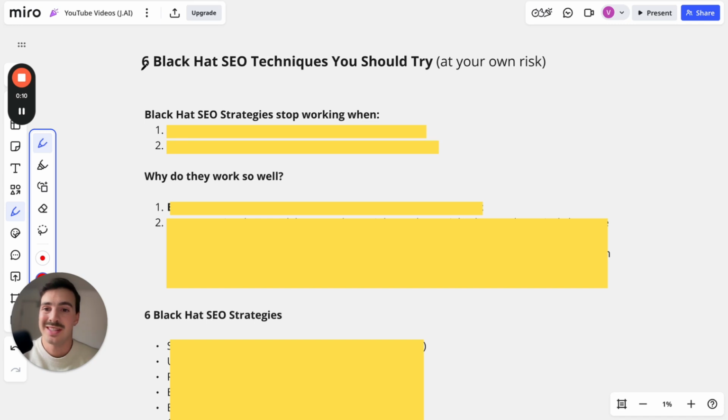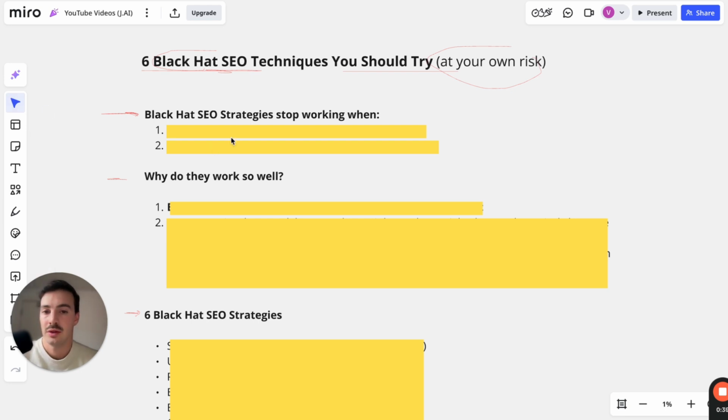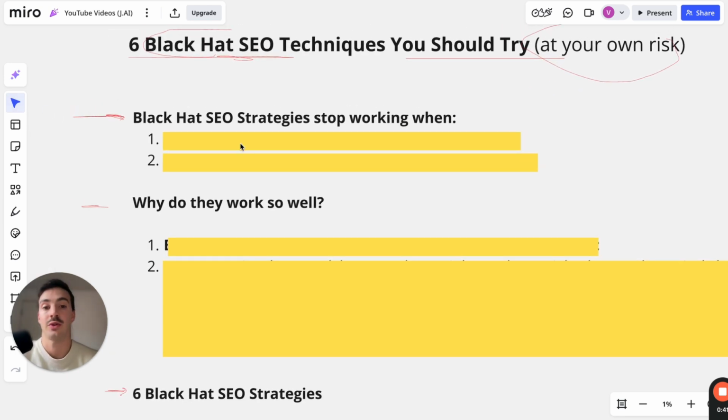So I want to go over six Black Hat SEO techniques you should try, of course, at your own risk, because Black Hat SEO is a bit risky. But first, I want to go over why and when they stop working, and then why they work so well. And finally, of course, what the six strategies are and how you can implement them into your business.